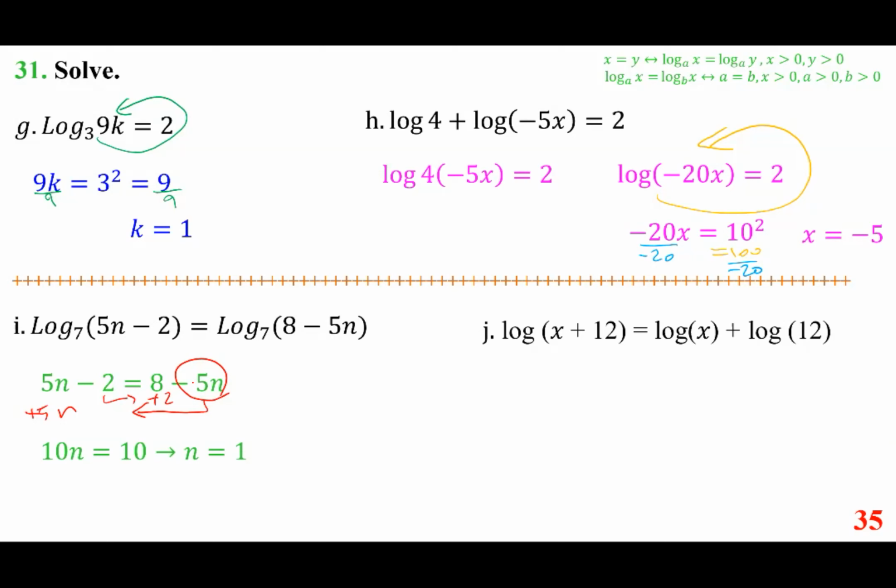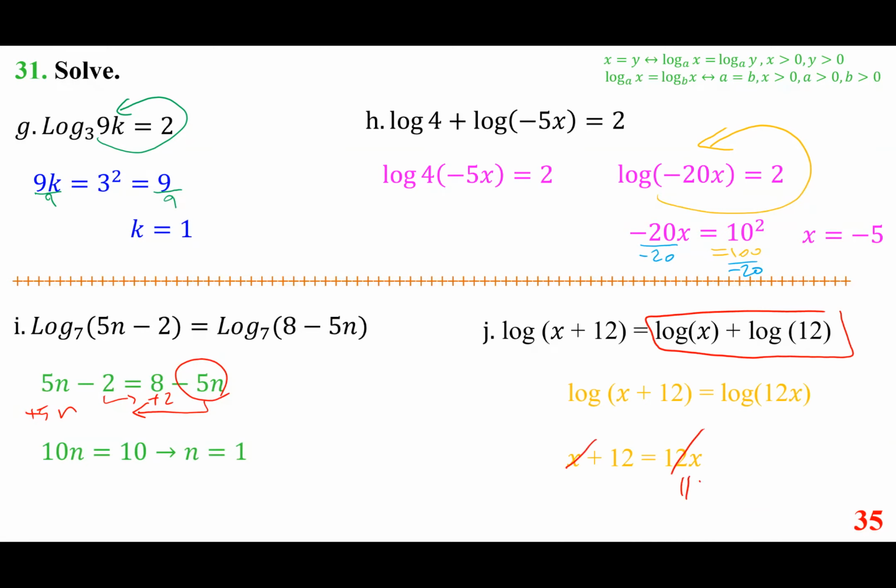When you have all logs and nothing else, you don't have to move things around. Just make them into a single log. The right side becomes log of 12x. So the left side doesn't change because it's a single log. They have the same base, namely 10, because the base is missing. LOGs, the base is 10. So they must have the same argument, meaning x plus 12 must be equal to 12x. And I can change this to 11x, right? Subtract the x. If I divide by 11, I have the answer, and I'm done.